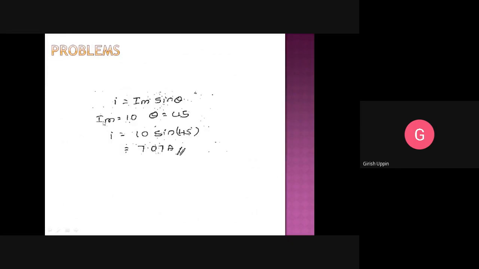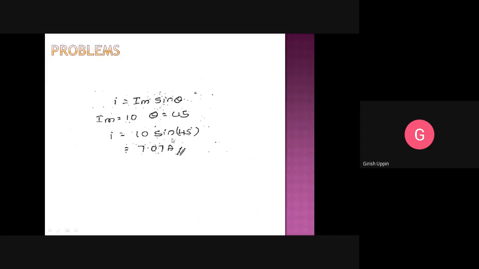the peak value. So whenever you are representing an alternating quantity, the mathematical equation is what? I is equal to Im sine theta. Here they have given the degree, so the equation is I is equal to Im sine theta. Im is given, that is 10 amperes. Theta is given, 45 degrees.